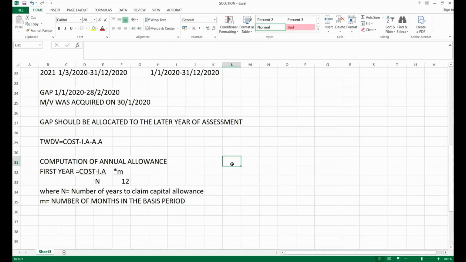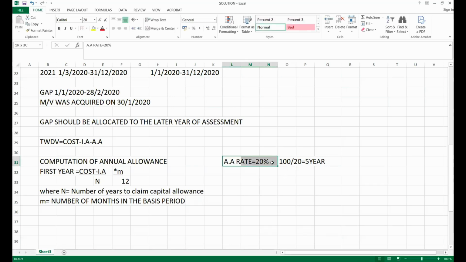How do we determine that? If, for instance, assuming you are going to be told that annual allowance rate for a particular asset is, let's say, 20%, and we are expected to claim 100% of it. If I'm going to be claiming 20% on a yearly basis, that means how many years will it take me to claim 100%? That will simply be 100 divided by 20. So that will give me 5 years. So that is how to determine the number of years to claim capital allowance.